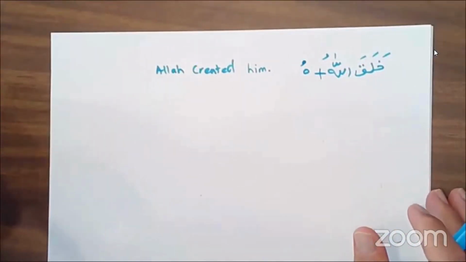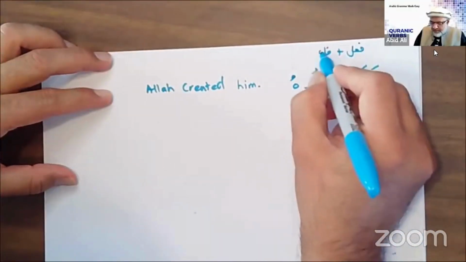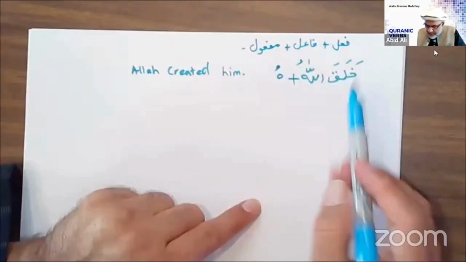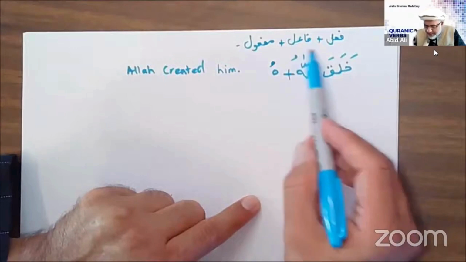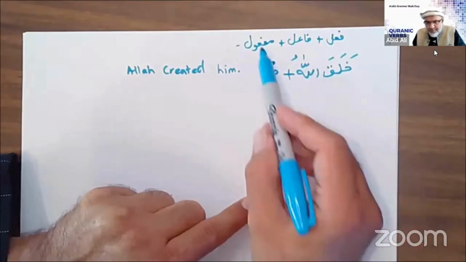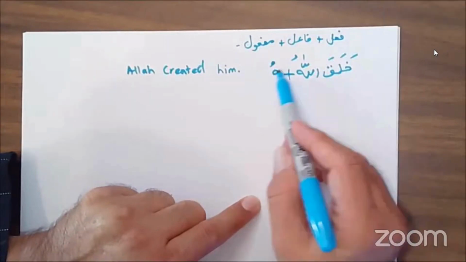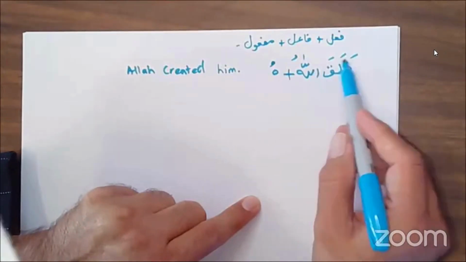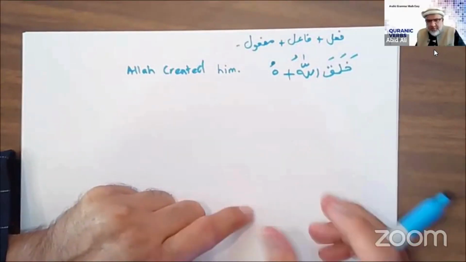Right? Because if you follow the pattern of fail plus file plus maf'ul, yes, Allah, the fail is khalaqa, but when you have Allah as outside file, then the file is outside. Allah is the file, and the maf'ul is the who. But how are you going to read it? Khalaqa Allah. Khalaqahu Allah. No, Allahu. Does it sound good? No. Does it play smoothly?